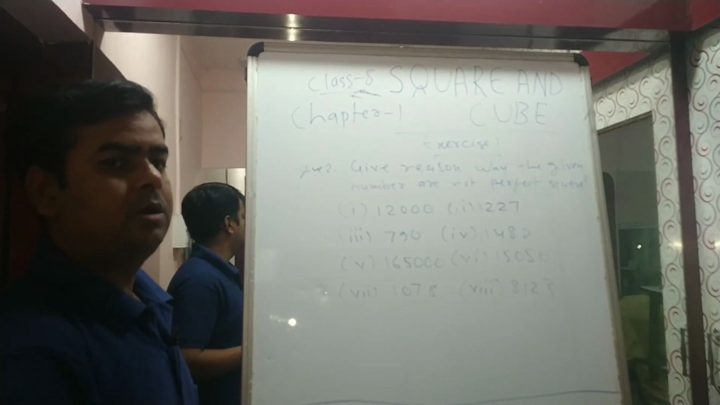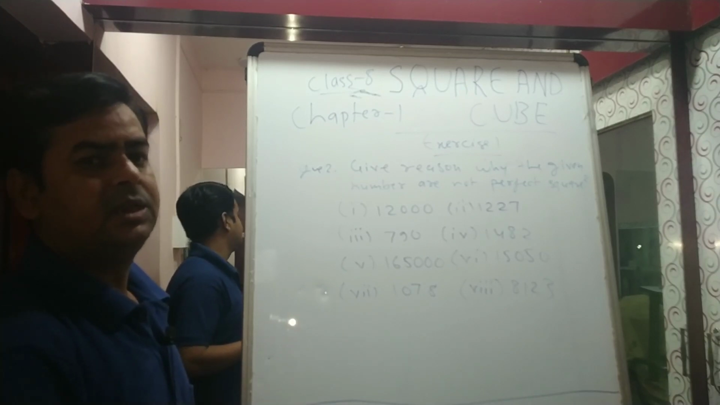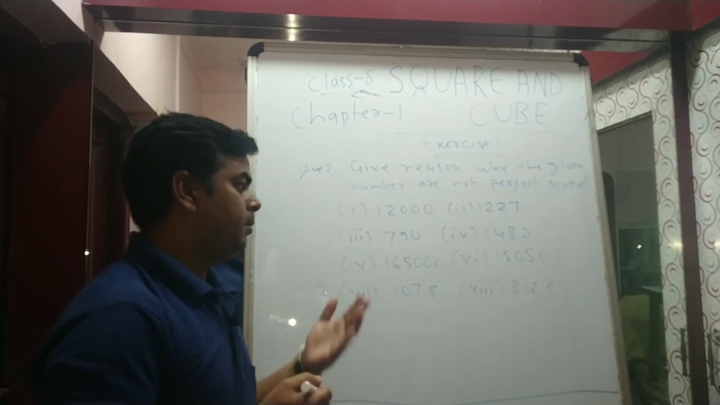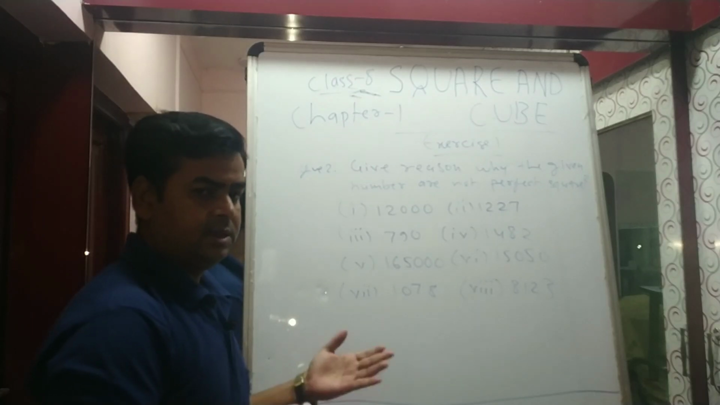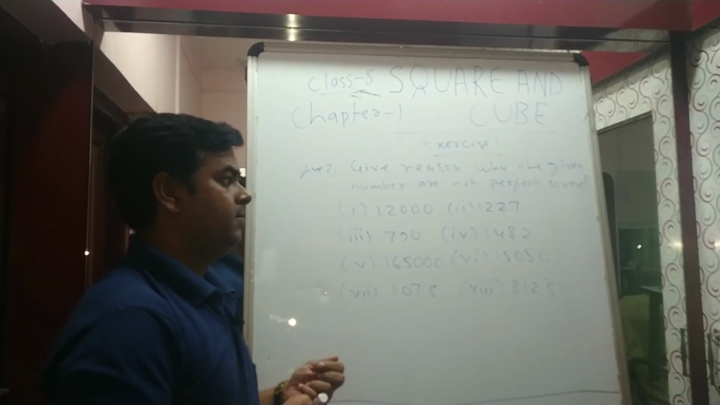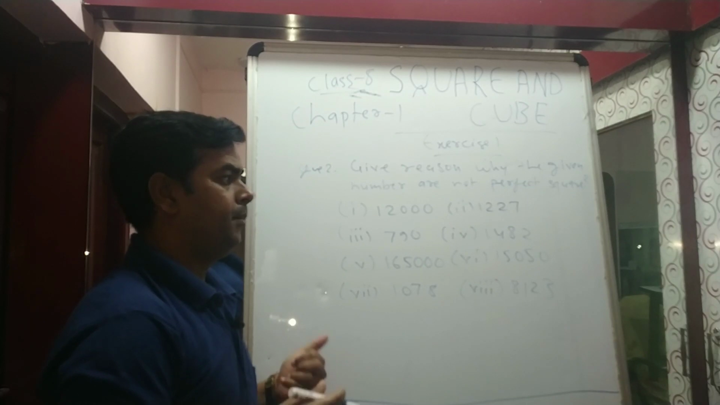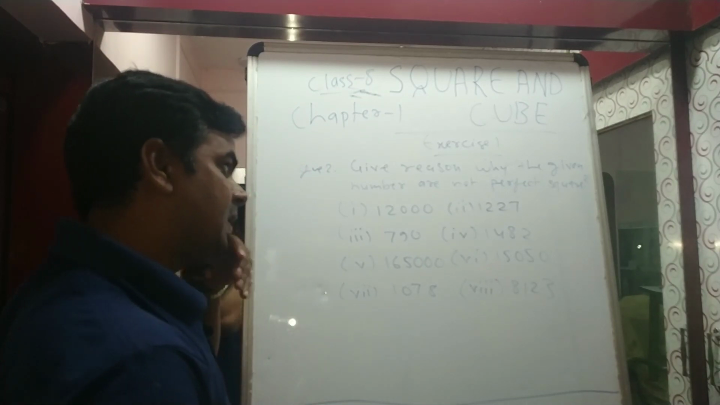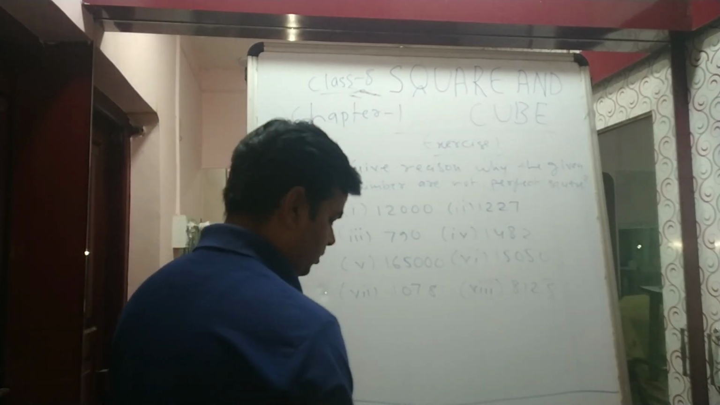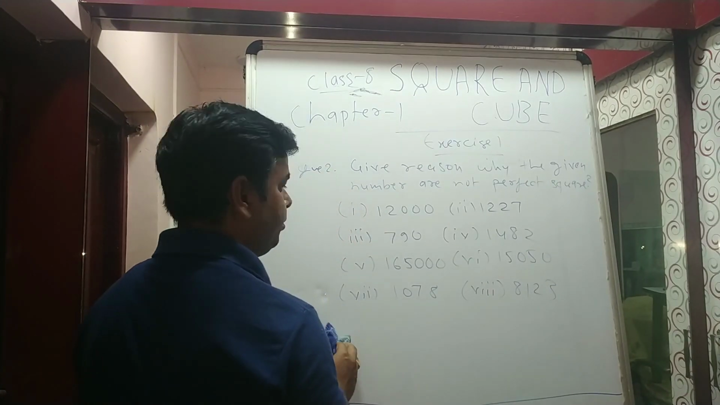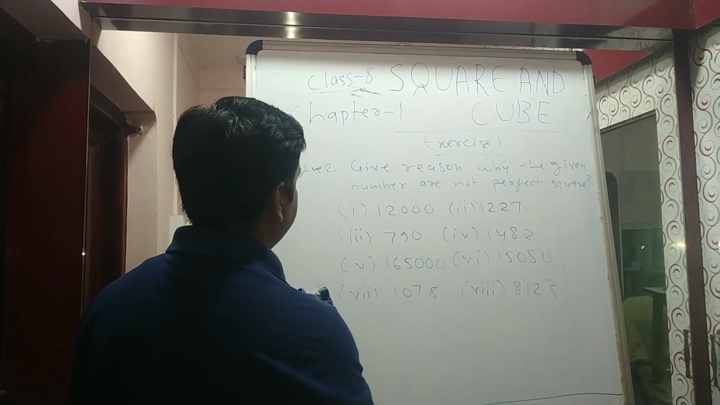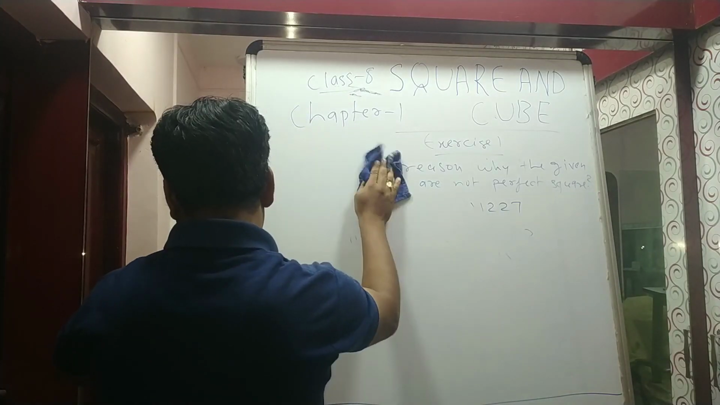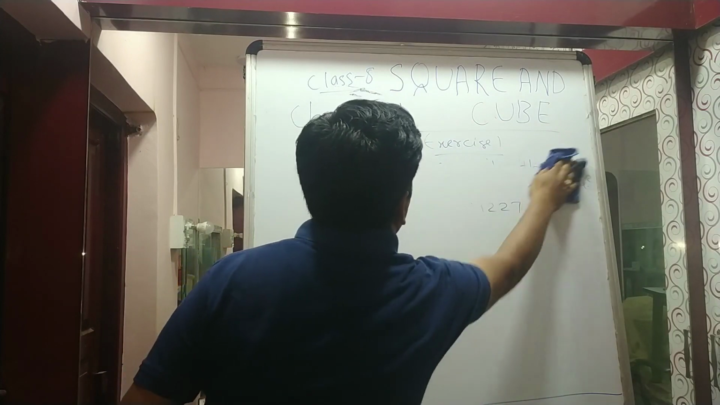I already told you what you need to see. In the unit place, if there is 2, 3, 7, 8, that cannot be a perfect square. If it is a 0, then you need to see whether the zeros are in pairs or not. If it is not in pairs, then that will not be a perfect square number. So you need to give the answer for these. Hope you write this. I am going to rub this. This was question 2. Let us go to question number 3.